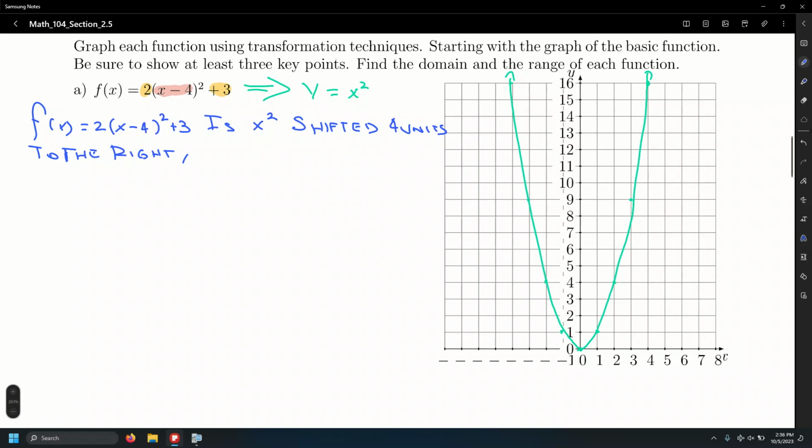All right. So what about the transformations in yellow? What are we going to do with the 2 and then the plus 3? Which one do we do first? Do we do the plus 3 or do we do the 2? The 2 first, right? PEMDAS does multiplication first and then addition. Okay, so what is that 2 going to do? You're going to vertically stretch by a factor.